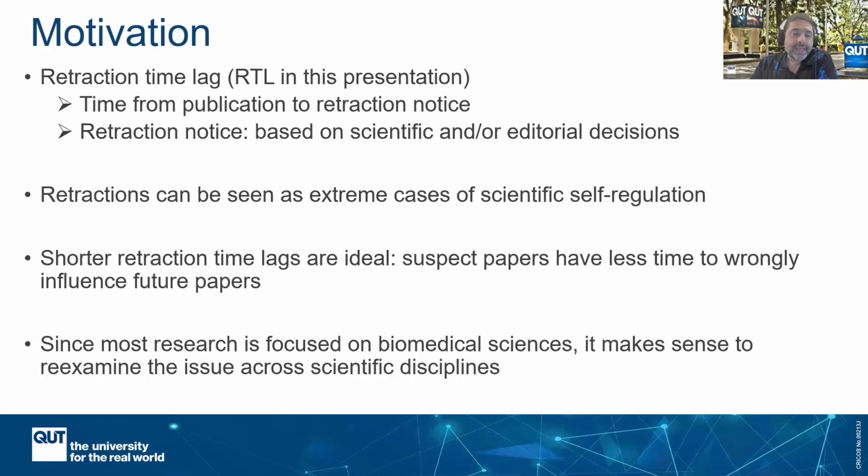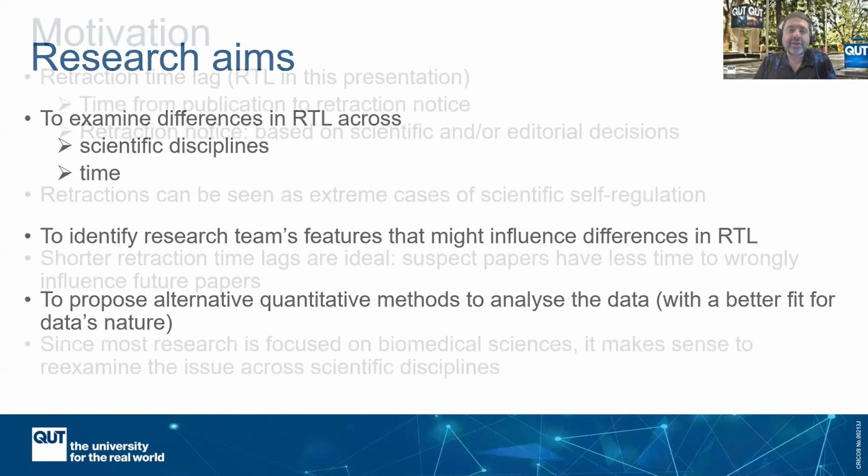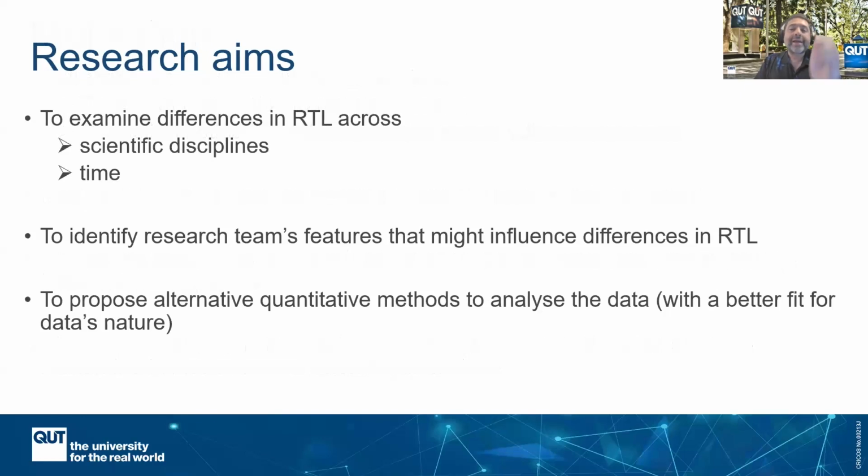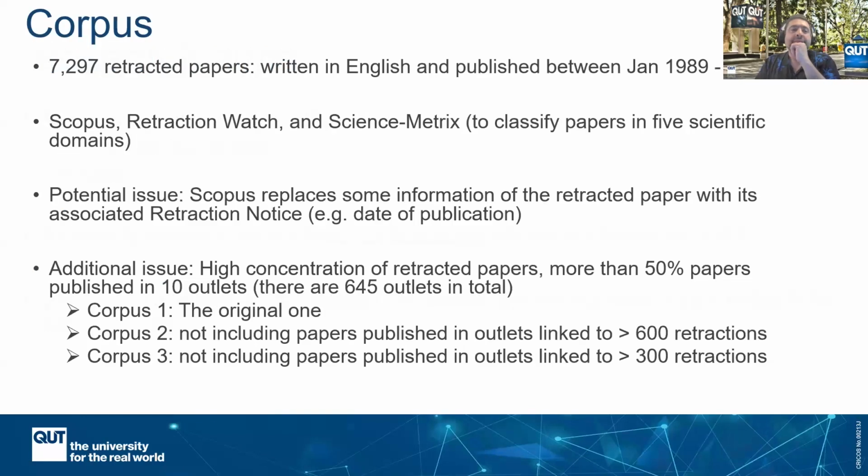So in this study, I'm focused on retraction time lag, which is defined as time from publication to retraction. And the idea is to go beyond the focus on biomedical sciences, which is like a main feature in the literature. I also want to study how RTL, or retraction time lag, differs across scientific disciplines and time, identify research teams' features that might influence differences in retraction time lag, and propose alternative quantitative methods to analyze the data.